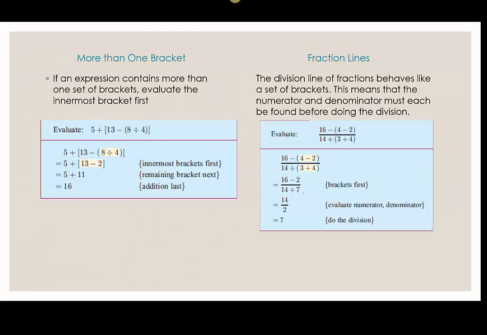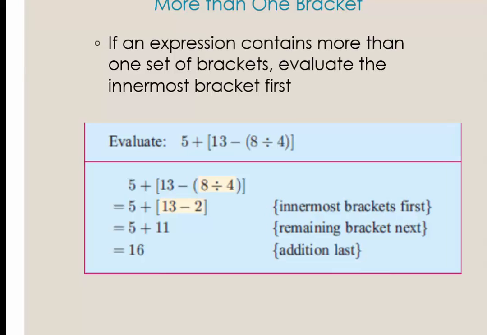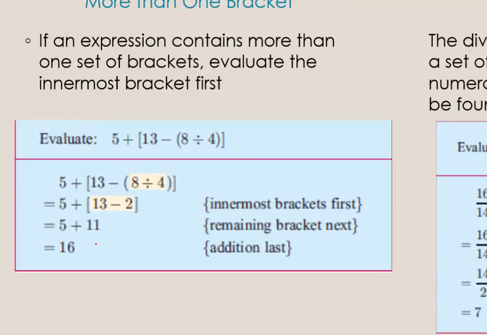So what happens if we have more than one bracket? This is brackets inside brackets. Again, like I mentioned in the last slide, we treat it as BEDMAS. Inside this set of brackets, you always do the brackets first. So 8 divided by 4 is 2. And then you're left with 13 minus 2 is 11. And then again, you solve it as normal.